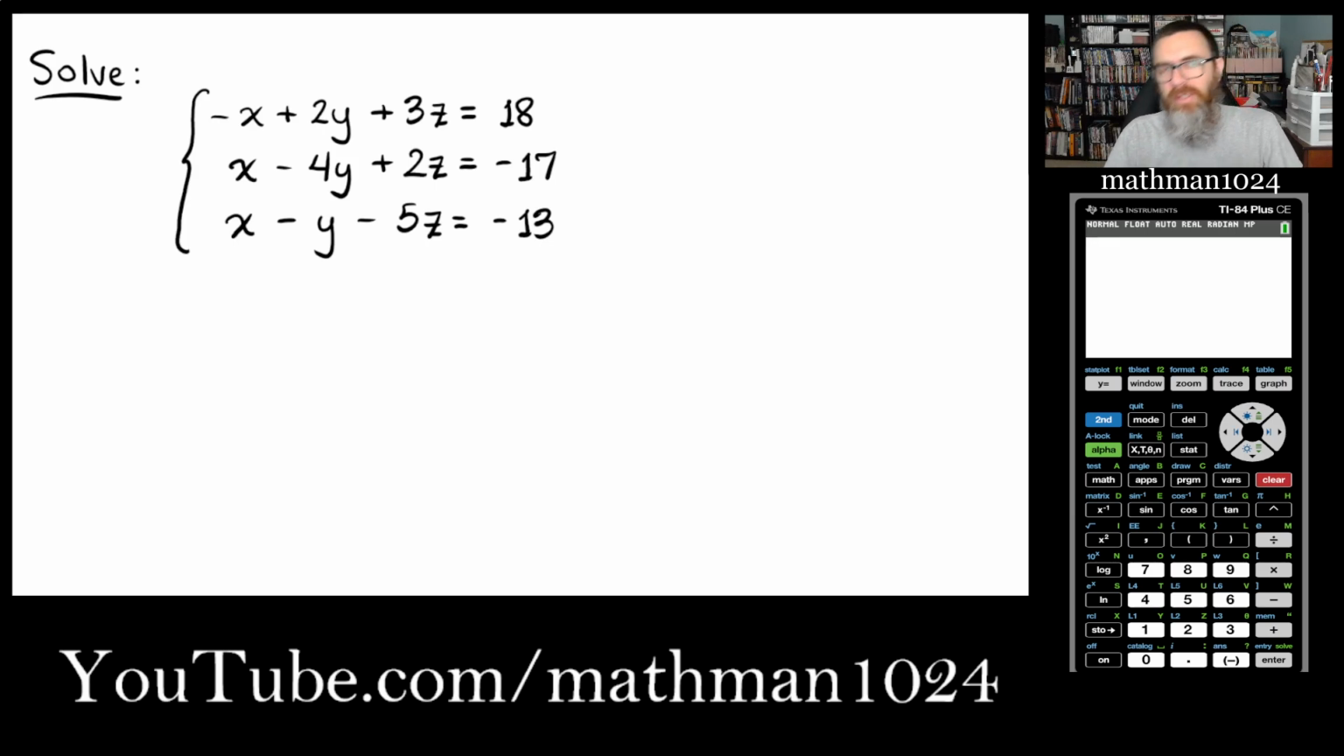All right, let's take a look at this system. Now, in the previous one, we saw that the z's could very easily go away, and we didn't have to worry about multiplying an equation times anything. If you look here, you might see something very similar.